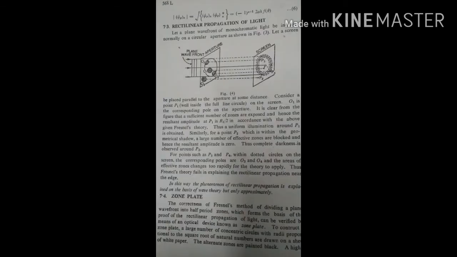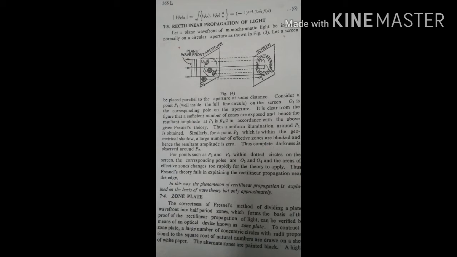Next is rectilinear propagation of light. Let a plane wavefront of monochromatic light be incident normally on a circular aperture as shown in the figure. Let a screen be placed parallel to the aperture at some distance. Consider a point P1 on the screen. O1 is the corresponding pole on the aperture. It is clear from the figure that a sufficient number of zones are exposed and hence the resultant amplitude at P1 is R1/2 in accordance with the above given Fresnel's theory. Thus, a uniform illumination around P1 is obtained.